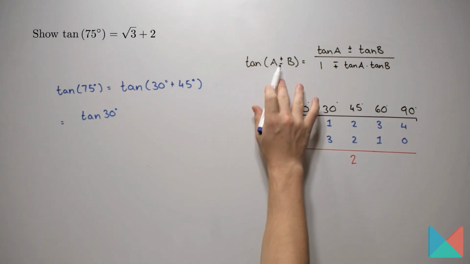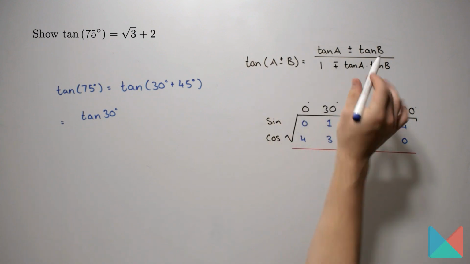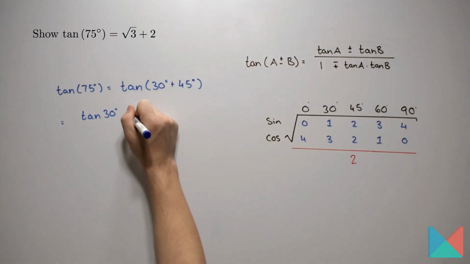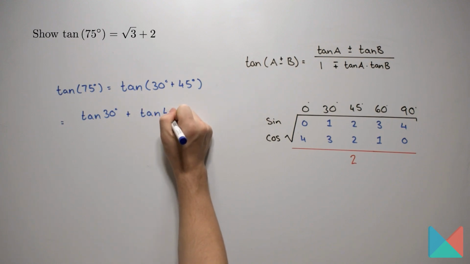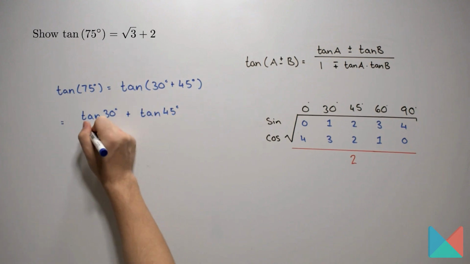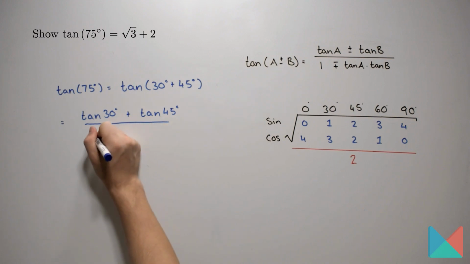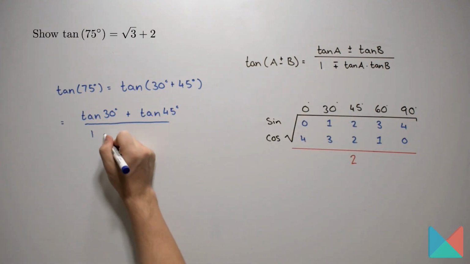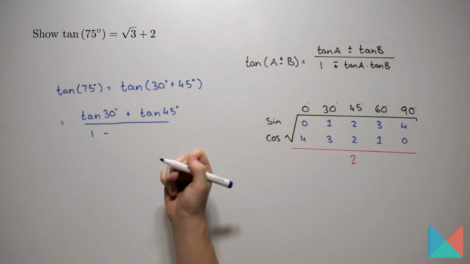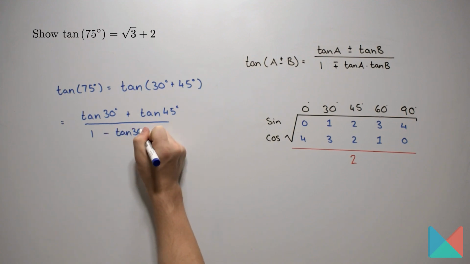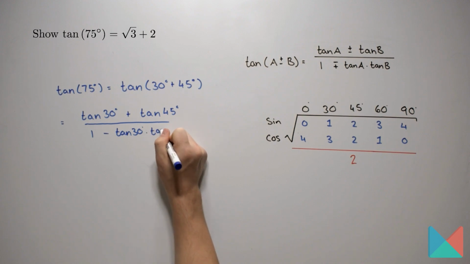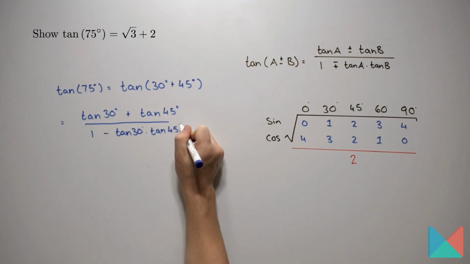And we're going to be using the top operator as we're using the sum identity, and we're going to add tan of our second angle, which is tan of 45 degrees. And now we're dividing by 1, and we're using the top operator again, so subtract tan of A times tan of B, which is going to be tan of 30 degrees, times tan of our second angle, which is 45 degrees.